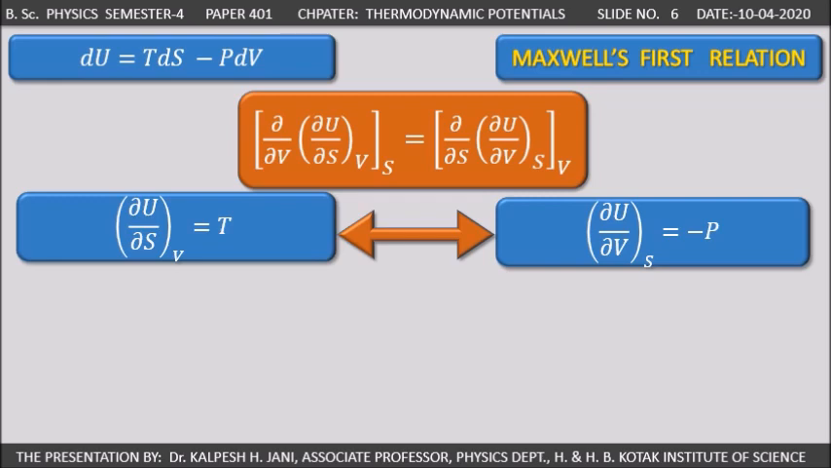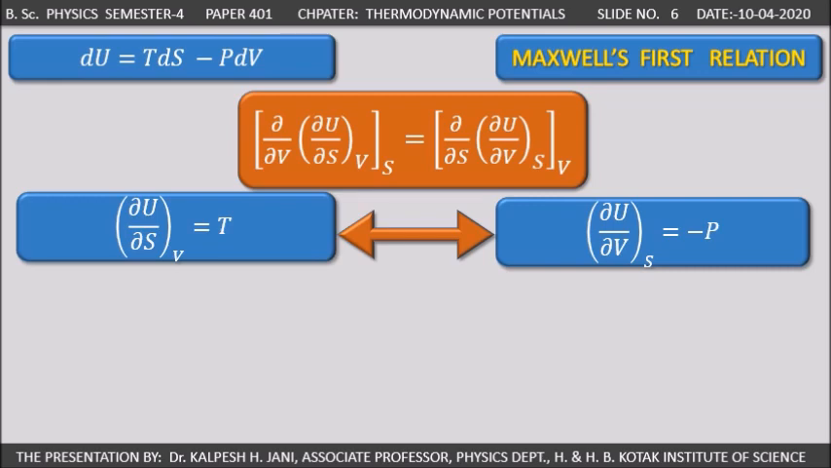On the left side, it is shown that if you take first order differentiation of U with respect to entropy S at a constant volume, it is nothing but T. And on the right side, you can see that if you take first order differentiation of U with respect to volume V at a constant entropy, it is nothing but minus P. So we have taken the first order partial differentiation of internal energy U with respect to S, and in the second case we have taken the first order partial differentiation of U with respect to V.